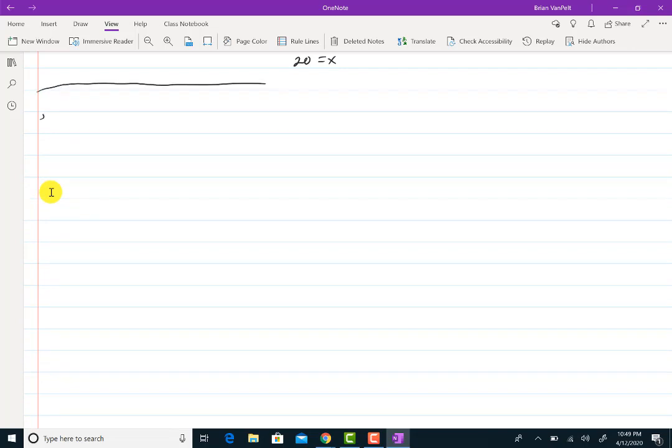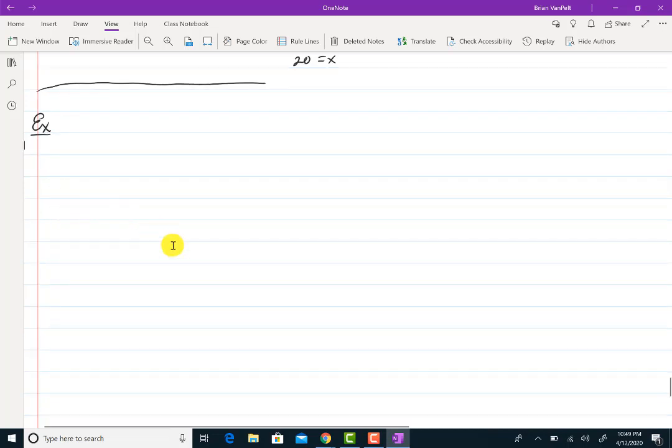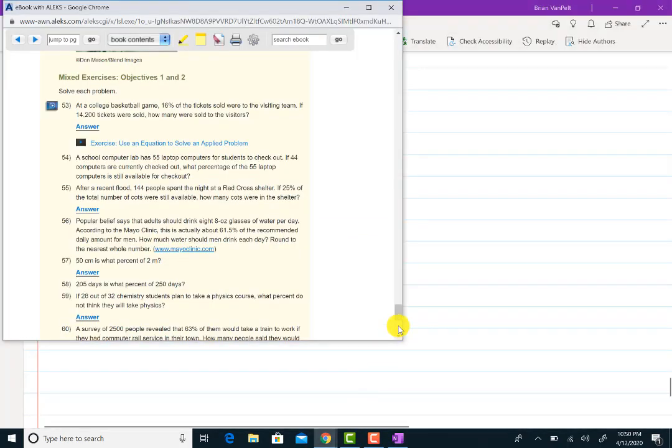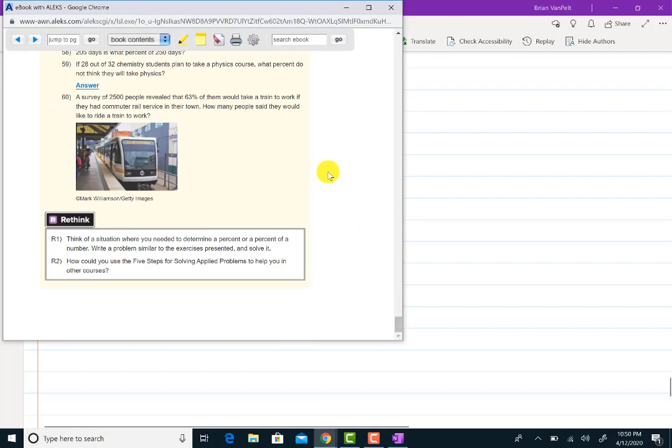And then the very last one out of this section is problem number 60. I believe it's the very last problem in the section. It sure is.